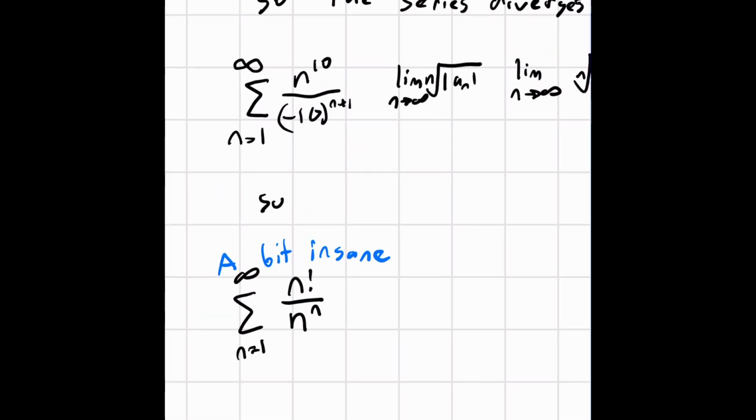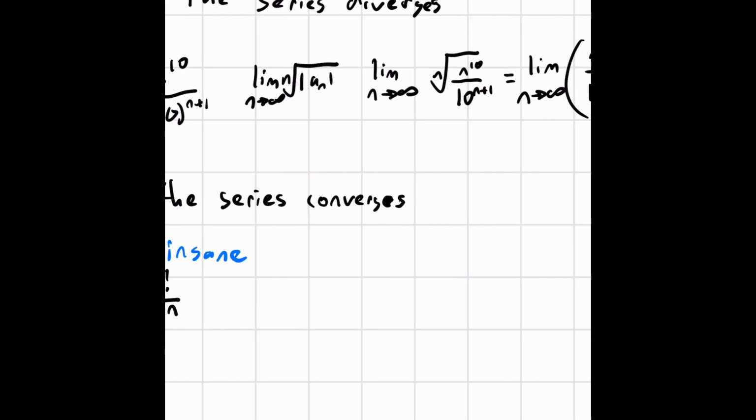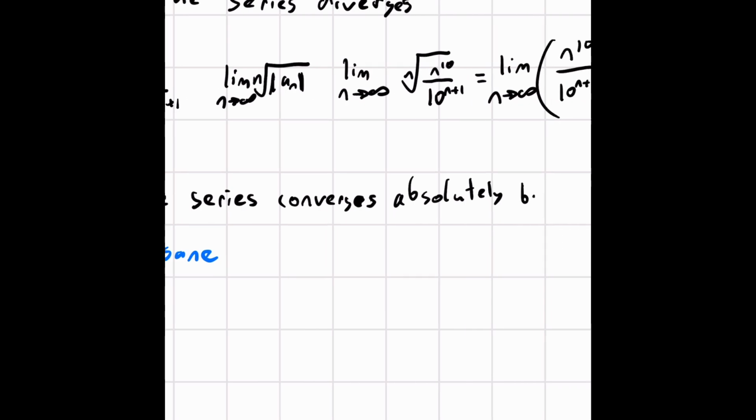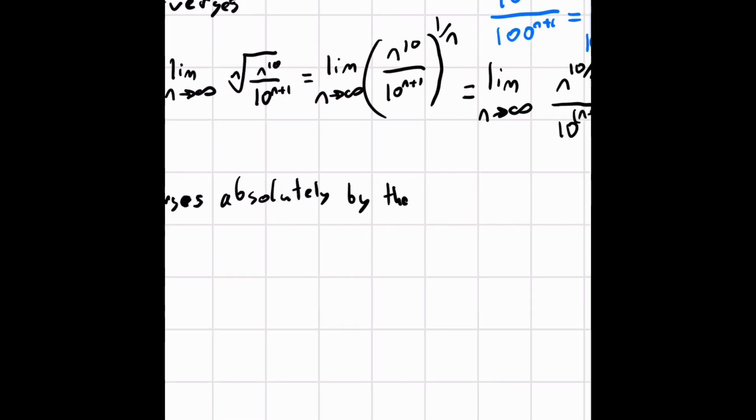So the series converges even more than just saying converges normally, because we use the absolute values here, right? This is the root test. It tells us it converges absolutely by the root test.